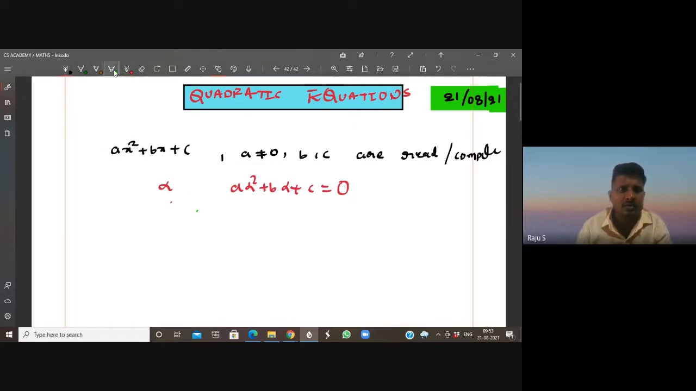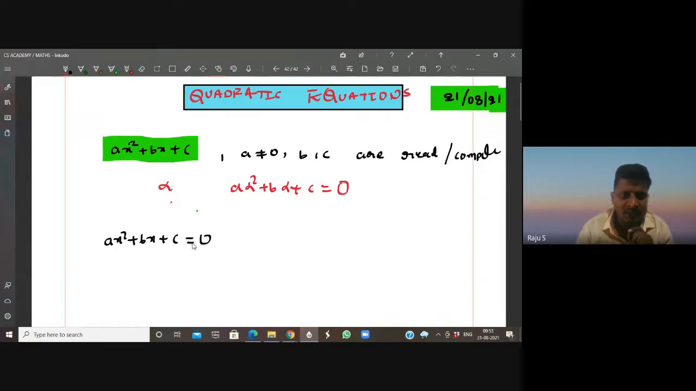So simply remember, ax square plus bx plus c, where a should not equal 0, is called the quadratic expression. If I take ax square plus bx plus c is equal to 0, then this is called the quadratic equation, with the equal symbol. If you have the equal symbol, it is an equation. Without the equal symbol, it is just an expression. You have to remember that.